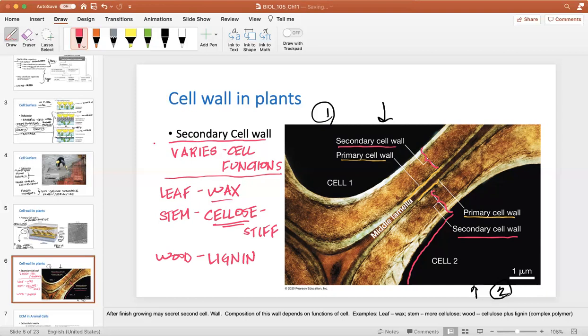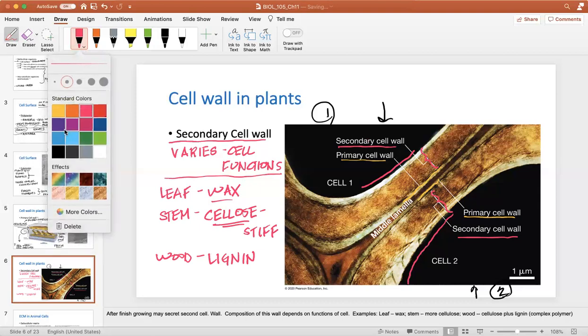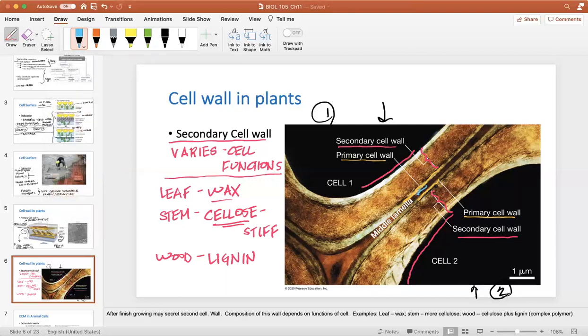So plants have a primary cell wall, they have a secondary cell wall. Both of these are secreted on top of the cell membrane to provide structure and support and protection for these cells. There's one other feature that I kind of want to draw your attention to because I'm going to talk about it in a few slides. And that is this region here, this middle lamella region here that I'm kind of highlighting for you in blue.